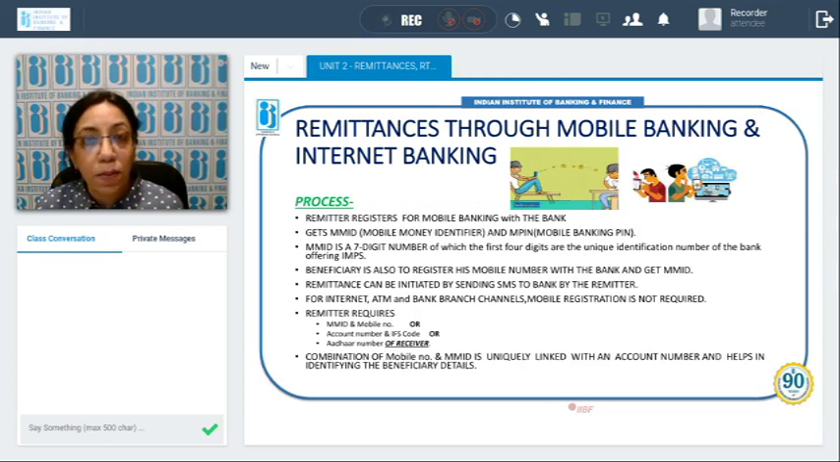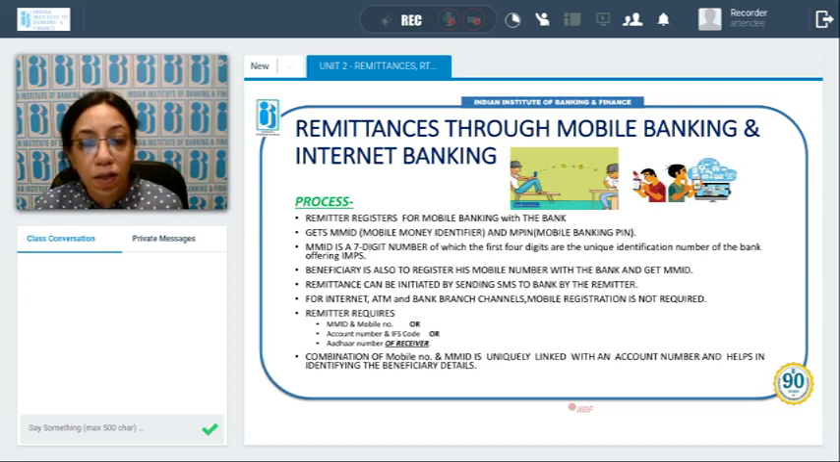He gets MMID, which is Mobile Money Identifier, and MPIN, Mobile Banking PIN. MMID is a 7-digit number of which the first 4 digits are the unique identification number of the bank offering IMPS. Beneficiary is also to register his mobile number with the bank and get MMID. So, we are seeing mobile number is an important feature in IMPS.